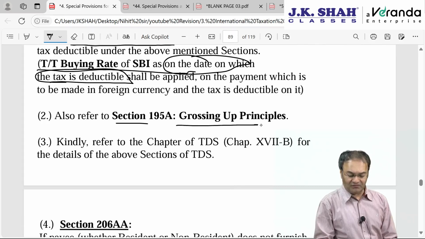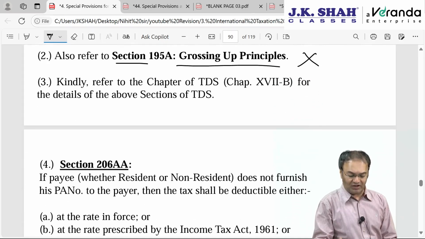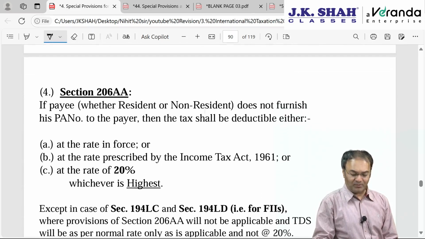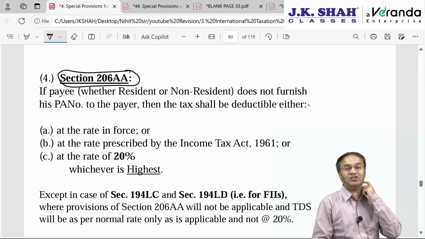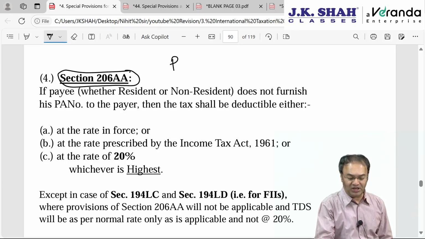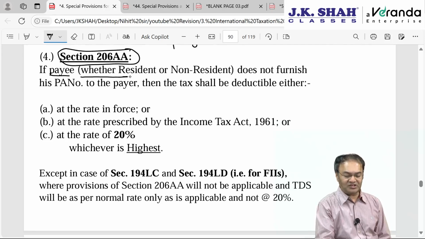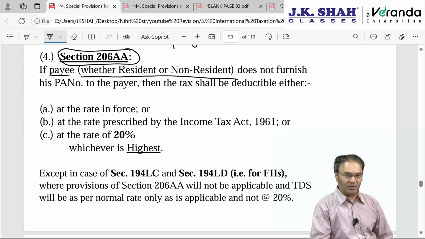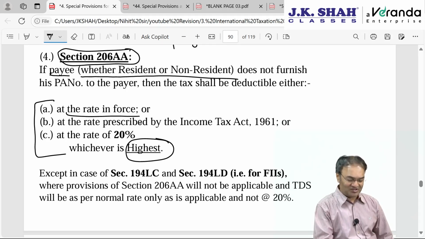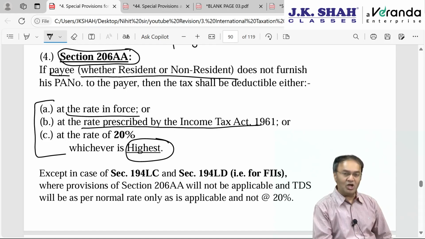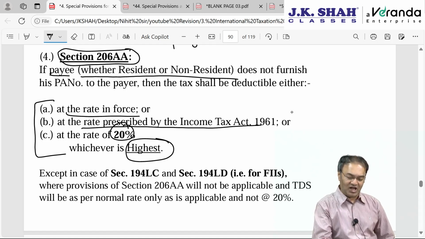Then section 195A, grossing of principal, which is not that relevant. So refer to TDS chapter for details. 206AA is a section part of TDS chapter which says while making payment to a payee who does not have a PAN number, or Aadhaar number, whether payee is resident or non-resident, if he does not have the PAN number, then tax shall be deductible at highest of the following three rates. Either at the rate in force, that is the rate given in Finance Act, or the rate prescribed in the Income Tax Act, or at the rate of 20%, whichever is highest.